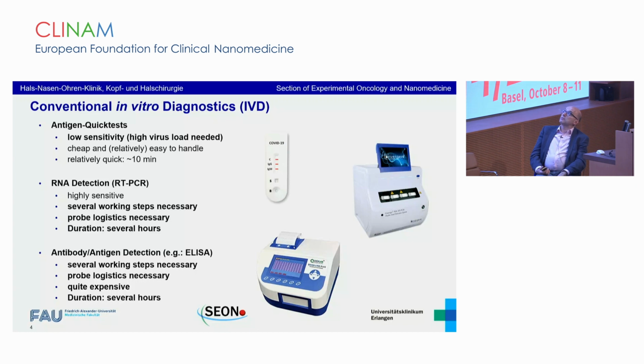The conventional in vitro diagnostics, as you know, the antigen quick test, everybody knows it, has a very low sensitivity. RNA detection, RT-PCR, which is really very good, is highly sensitive, but you have to have several working steps. Probe logistics are necessary, and the duration is several hours.